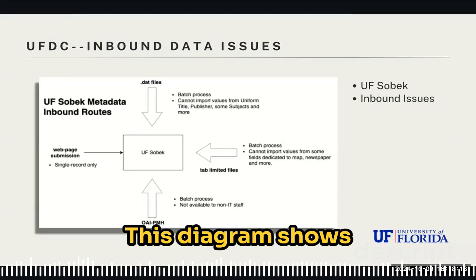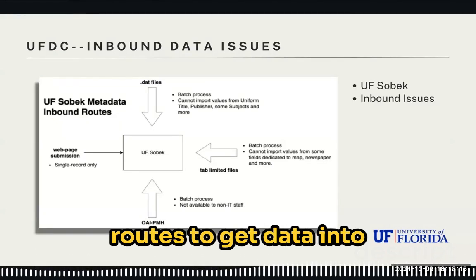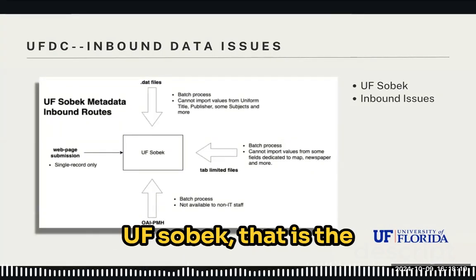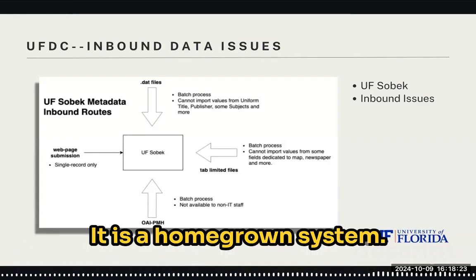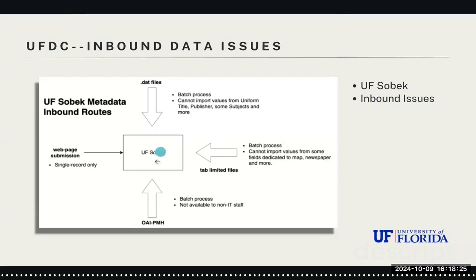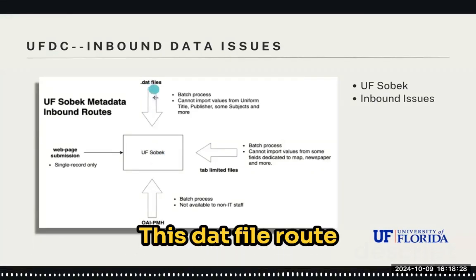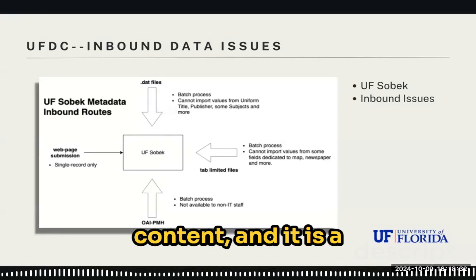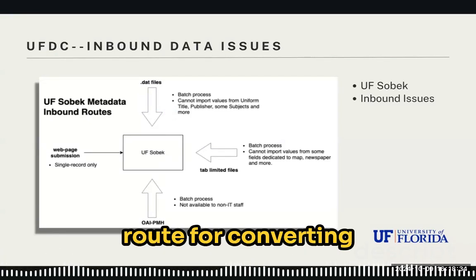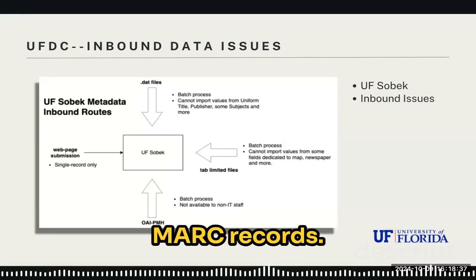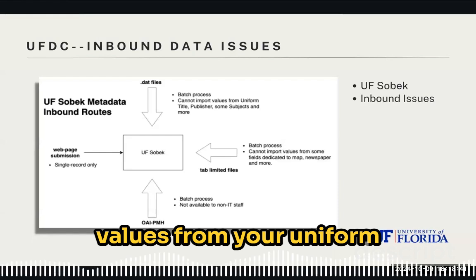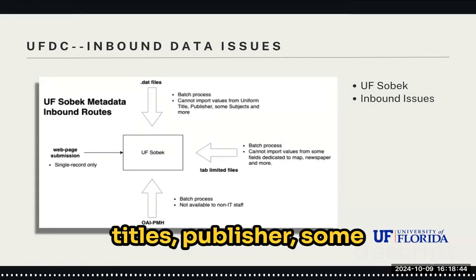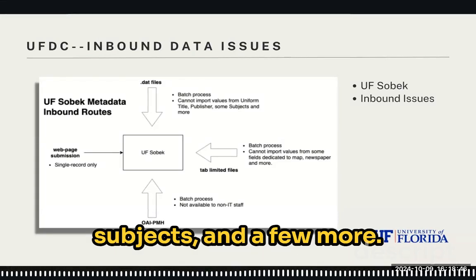This diagram shows the 4 possible routes to get data into FSOBAC, that is the back end of the UFDC. It is a homegrown system. This DAF file route takes in most of UFDC content, and it is a route for converting MARC records. However, it cannot take in values from uniform titles, publisher, some subjects, and a few more.